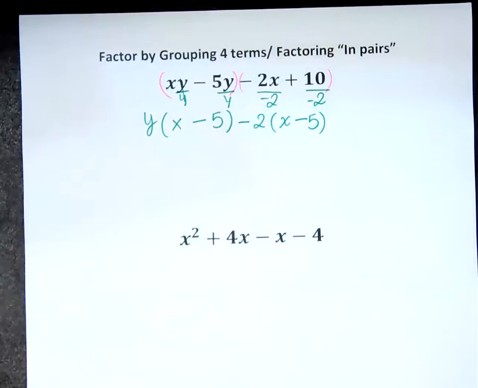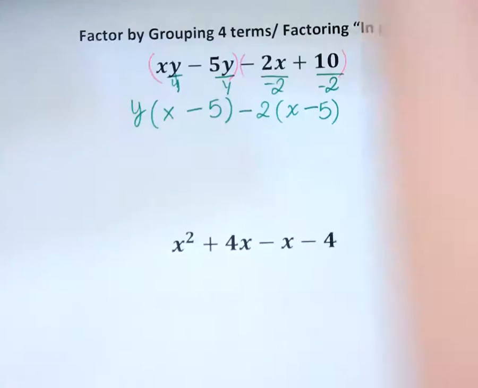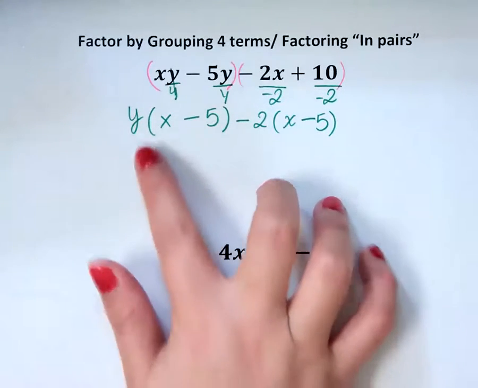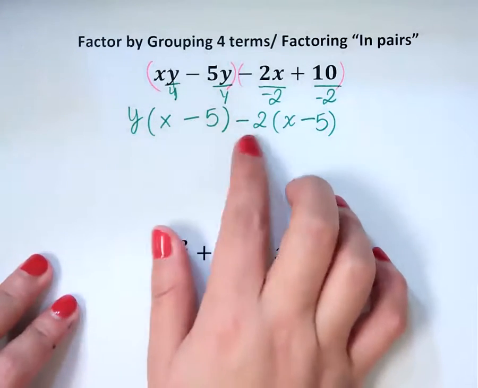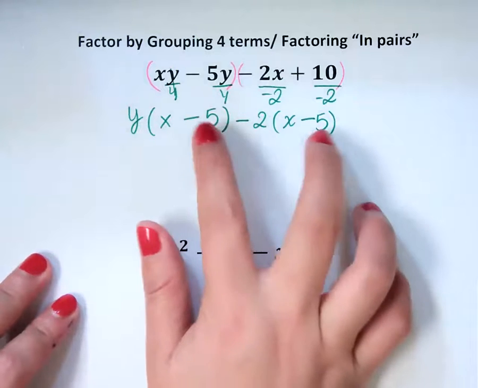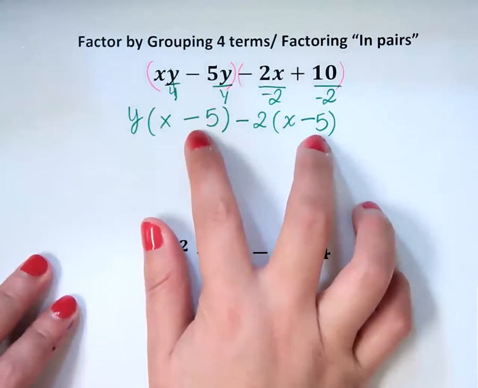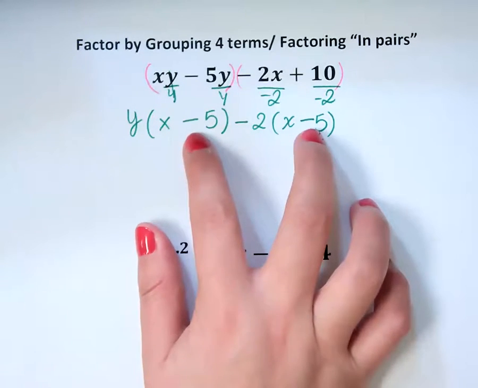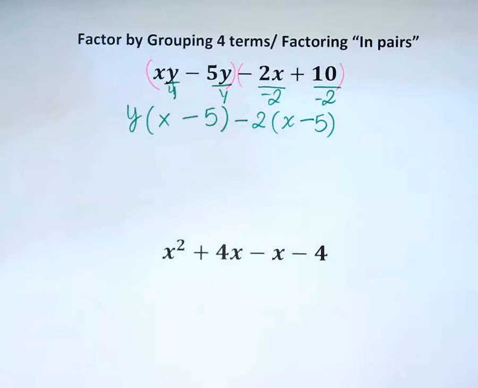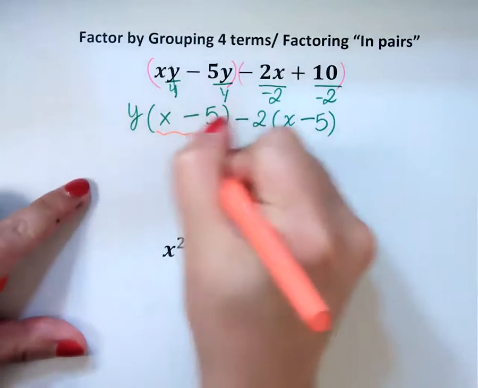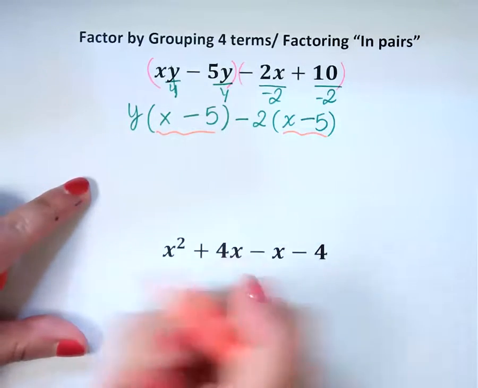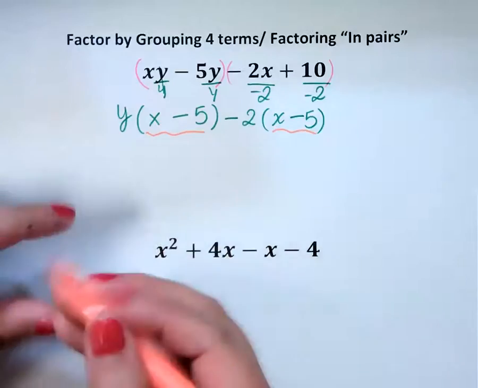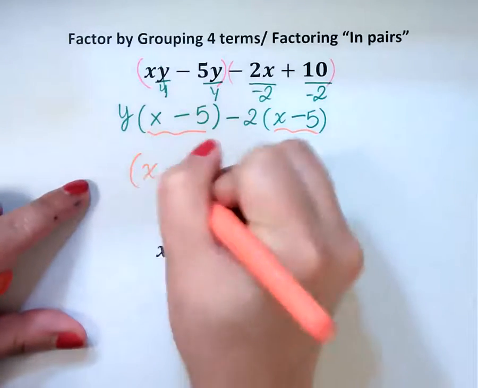So bring it out. And now let's take a careful look at our factors. Here we have y times (x minus 5) minus 2 times (x minus 5). So x minus 5 and x minus 5 are exactly the same. This is acting as the GCF again, the greatest common factor. These two match, this one and this one match, so they both multiply by the same thing. You're going to bring them to the front, just like how you do the greatest common factor.